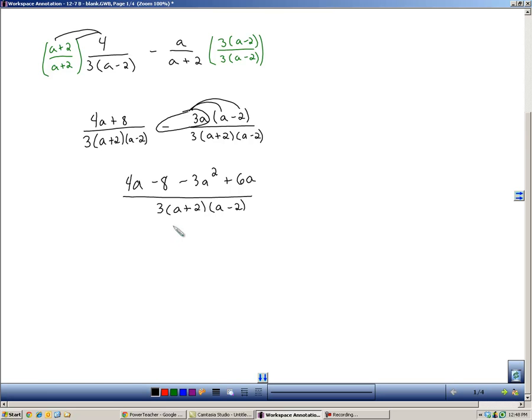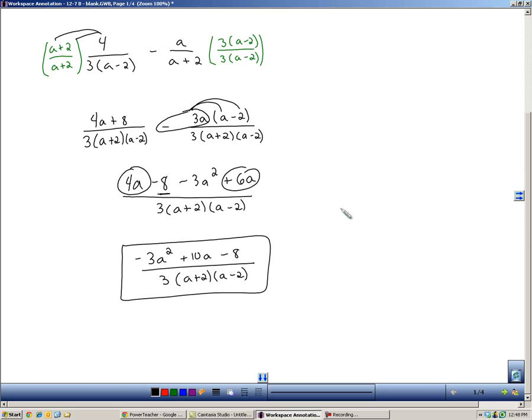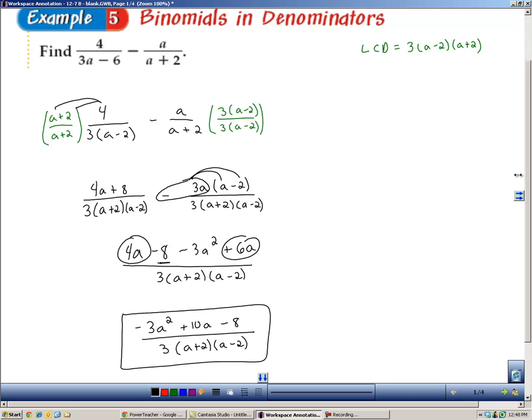Continuing now, I'm going to write this top in descending order if I can. So I'll put the a squared first. I see a 4a plus a 6a to be plus a 10a. And then this minus 8 will go on the end. And then the denominator on the bottom. So we will just leave that as my final simplified answer.